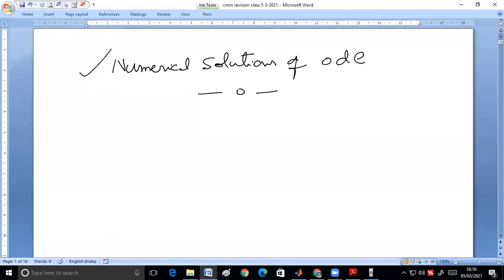First, what is an ordinary differential equation? Suppose dy by dx equals f of x, y. This is a first order ordinary differential equation. It is an equation that contains ordinary derivatives. That's why this equation is called an ordinary differential equation.